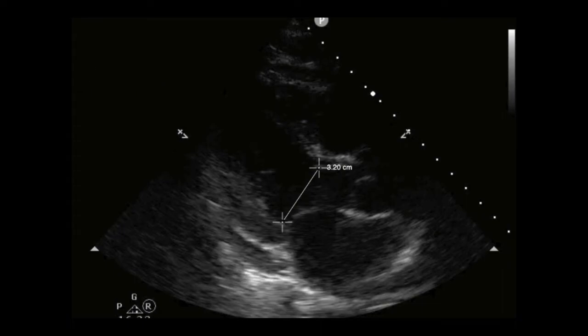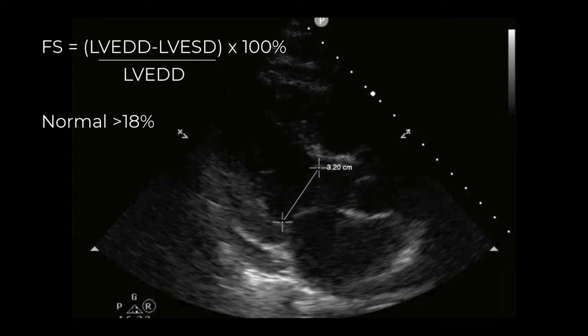Calculate fractional change. This is equal to the LV end-diastolic diameter minus the LV end-systolic diameter, over the LV end-diastolic diameter, times 100%. Normal is greater than 18%.